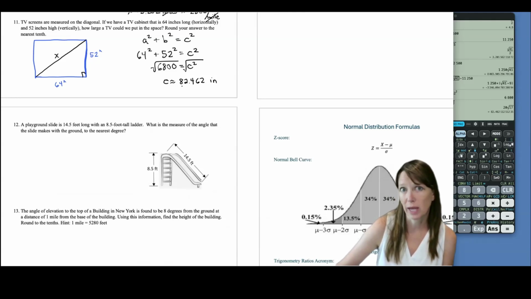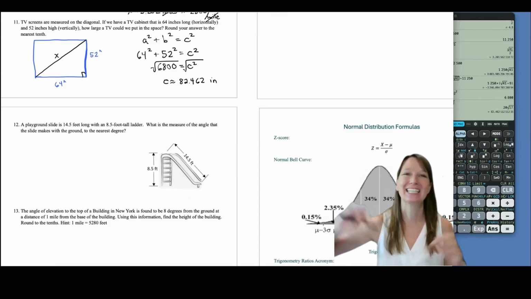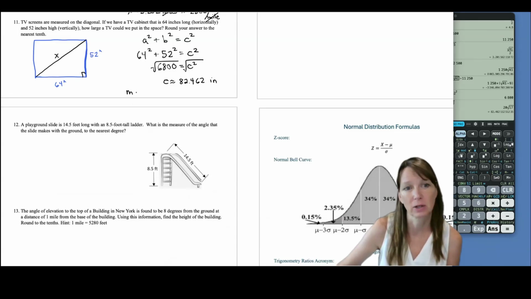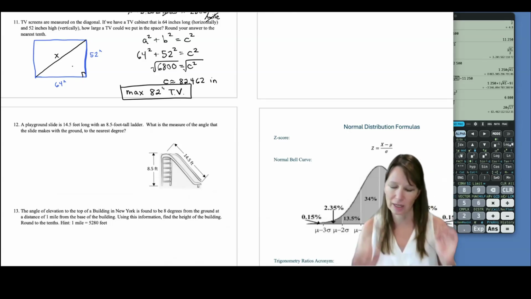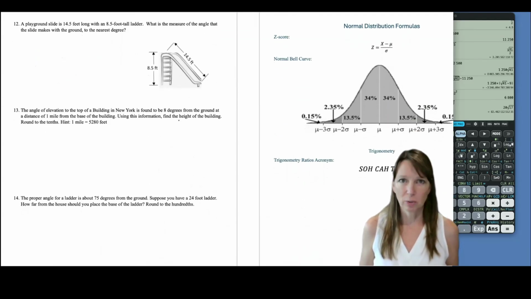So I'm going to round that down. Even if this was 82.9, that means that an 83-inch TV is probably not going to fit. Always round down in order to fit it. I'm going to go by a max 82-inch TV. Again, though, ratios here are actually not quite correct with the TV. So, okay, question number 12.